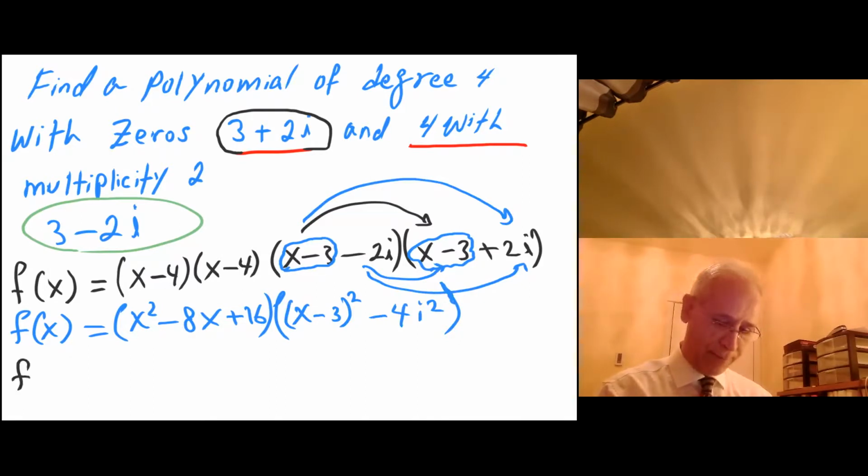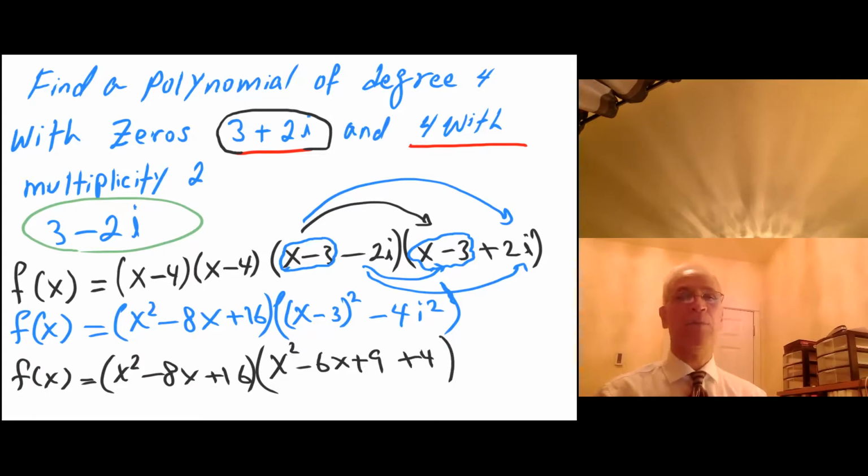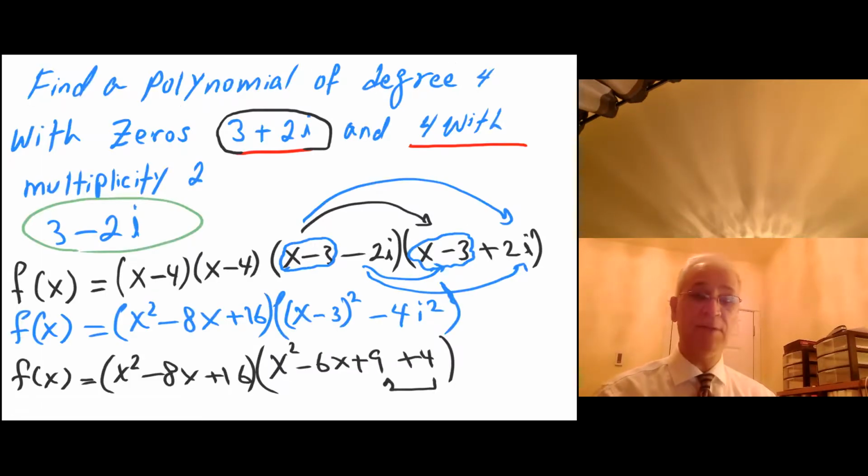So f of x equals x to the second minus 8x plus 16 times x minus 3 to the second, which gives me x to the second minus 6x plus 9. I squared is negative 1. Negative 1 times negative 4 is positive 4. I'm going to continue on the next page. F of x equals x to the second minus 8x plus 16 times x to the second minus 6x plus 13. Notice that from the previous page, 4 and 9 gives me 13.